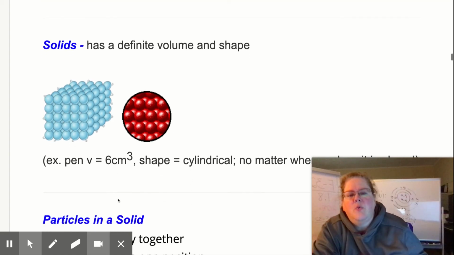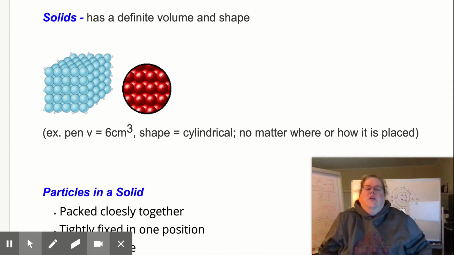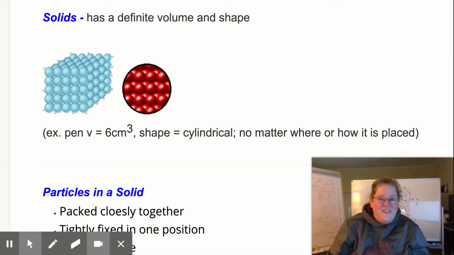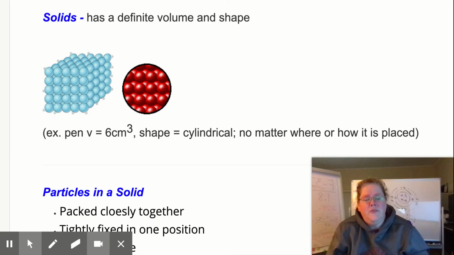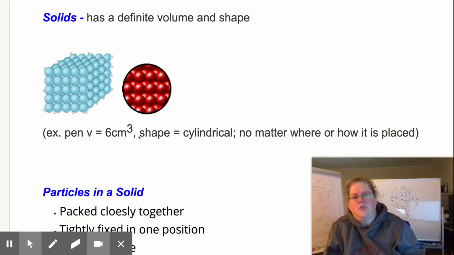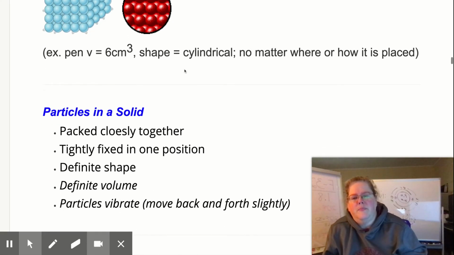Okay, so what they were just talking about is really good on a test. Solids have a definite volume and shape. You need to know that for the test. That's the difference between a solid and a liquid. Solids have definite volumes and definite shapes, and they do vibrate, but they only really collide with the neighbor next to them. So a pen's volume could be 6 cubic centimeters. Its shape is cylindrical. No matter how or where it's placed, it still has that same volume. Water, if it's in liquid form, takes the shape of its container, but solid water goes into its crystalline shape. So solids have a definite volume and a definite pattern.